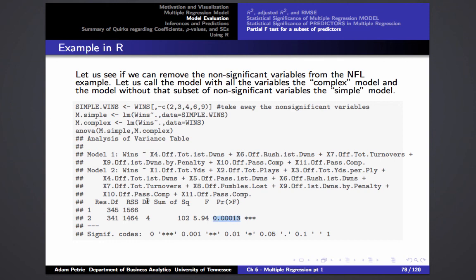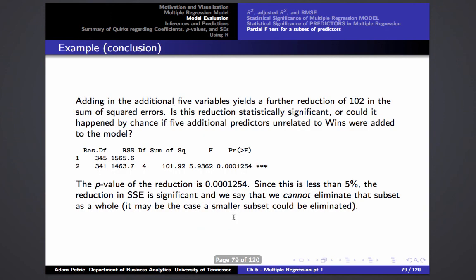What I see is that, yes, there is a reduction in the sum of squared errors. The simple model has a sum of squared errors of 1566. That drops to 1464 when I add in those new predictors into the model. And the p-value is less than 5%. So what I say is the additional 5 variables does add a significant reduction in the sum of squared errors. This reduction of 102 is unlikely to have happened just by chance. So that subset of variables is statistically significant. We cannot eliminate all of them at once from the model.